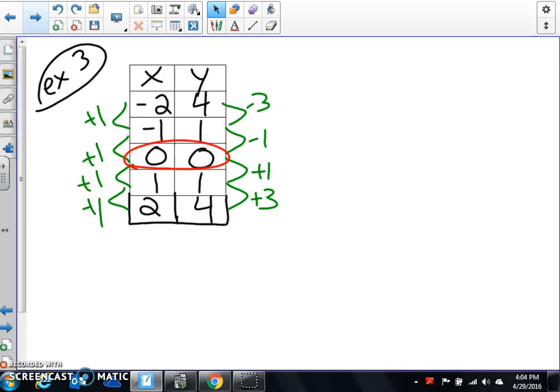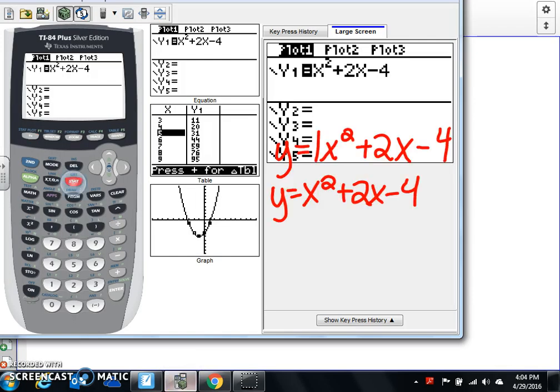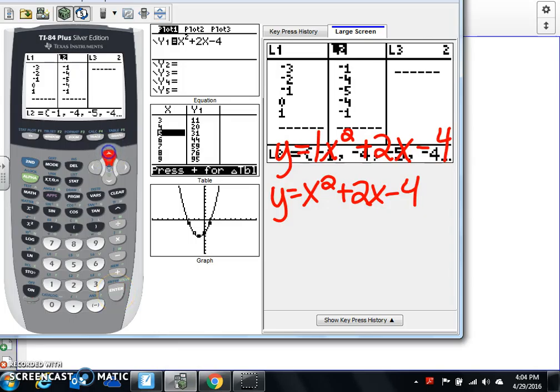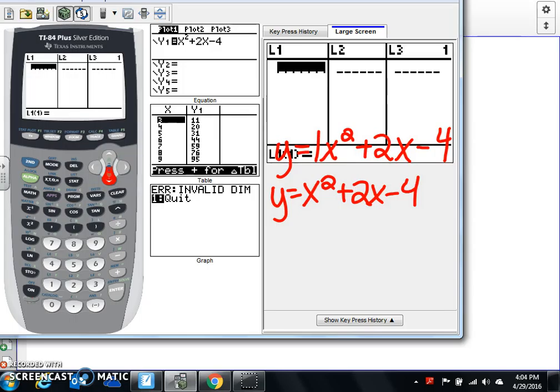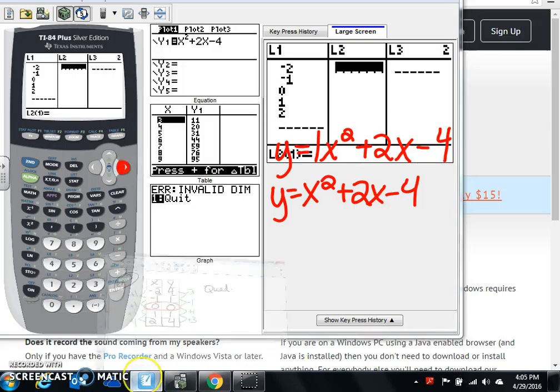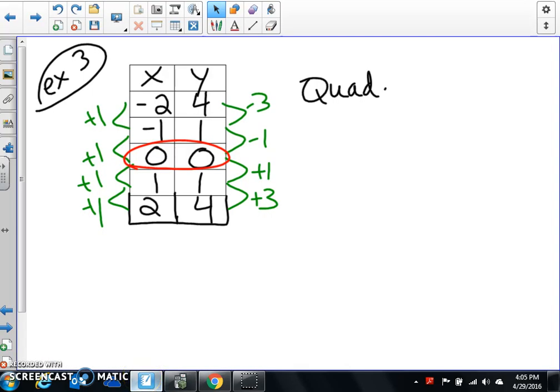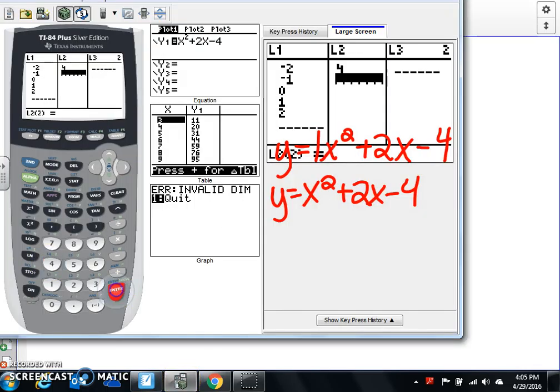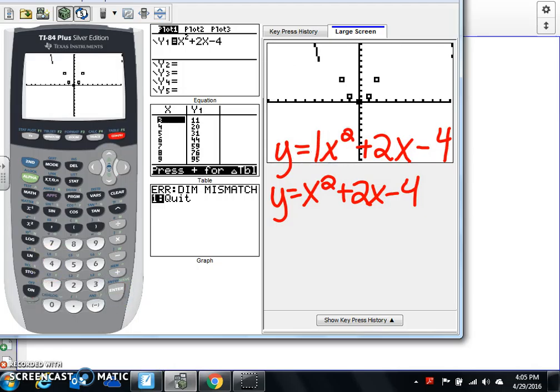So let's go ahead and put this into our calculator. So grab your calculator. It looks like it's going to be quadratic, first of all. We go back to stat. We edit our list. We need to clear out everything we currently have in there. Our x values are -2 to 2. So -2, -1, 0, 1, 2. Our L2 values are 4, 1, 0, 1, 4. And we go to graph.